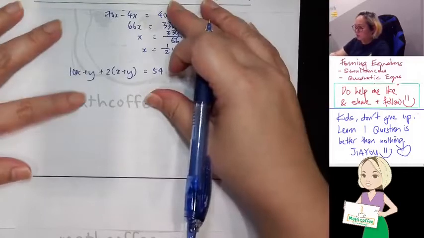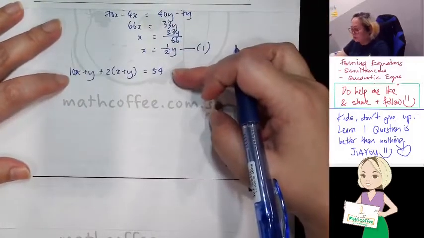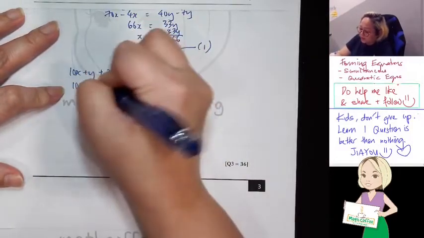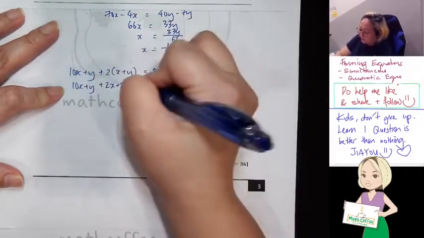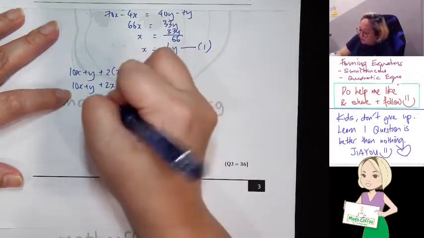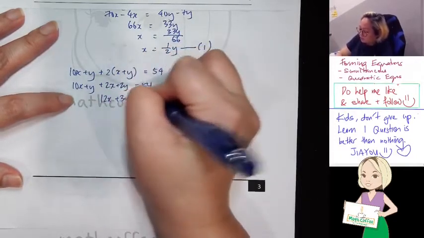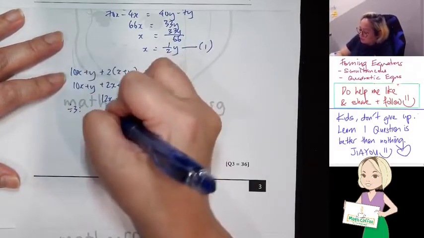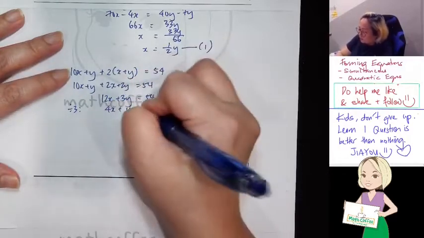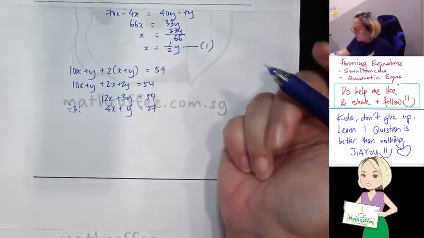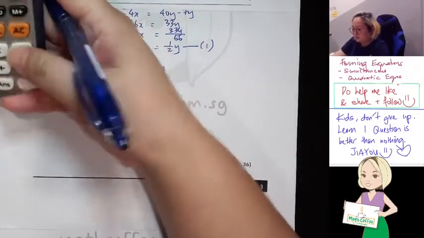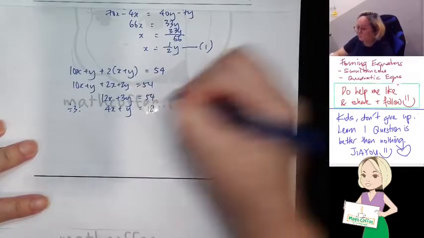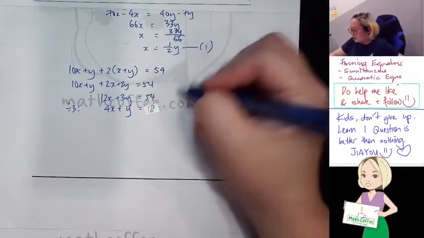So far okay? Then all I need to do is open up and simplify. 10x plus y plus 2x plus 2y equals 54. 12x plus 3y equals 54. Just nice, I can divide by 3 to make it smaller, so it becomes 4x plus y equals 27. Is it 27? Wait, 18, sorry. Then this will be my equation 2.